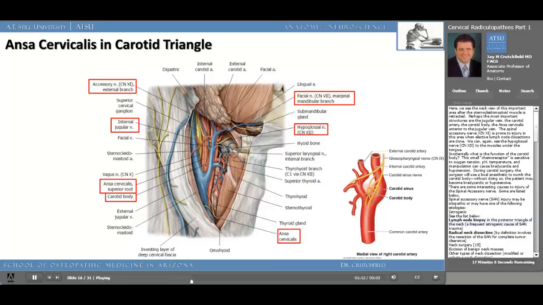Lymph node biopsy in the posterior triangle of the neck, which is a frequent iatrogenic cause of spinal accessory nerve trauma. Radical neck dissection, which by definition involves the resection of the spinal accessory nerve for complete tumor clearance. Of course, we've spoken about neck surgery, excision of benign tumor masses, other types of neck dissection, such as a modified or a selective neck dissection, parotidectomy, carotid vessel surgery, i.e.